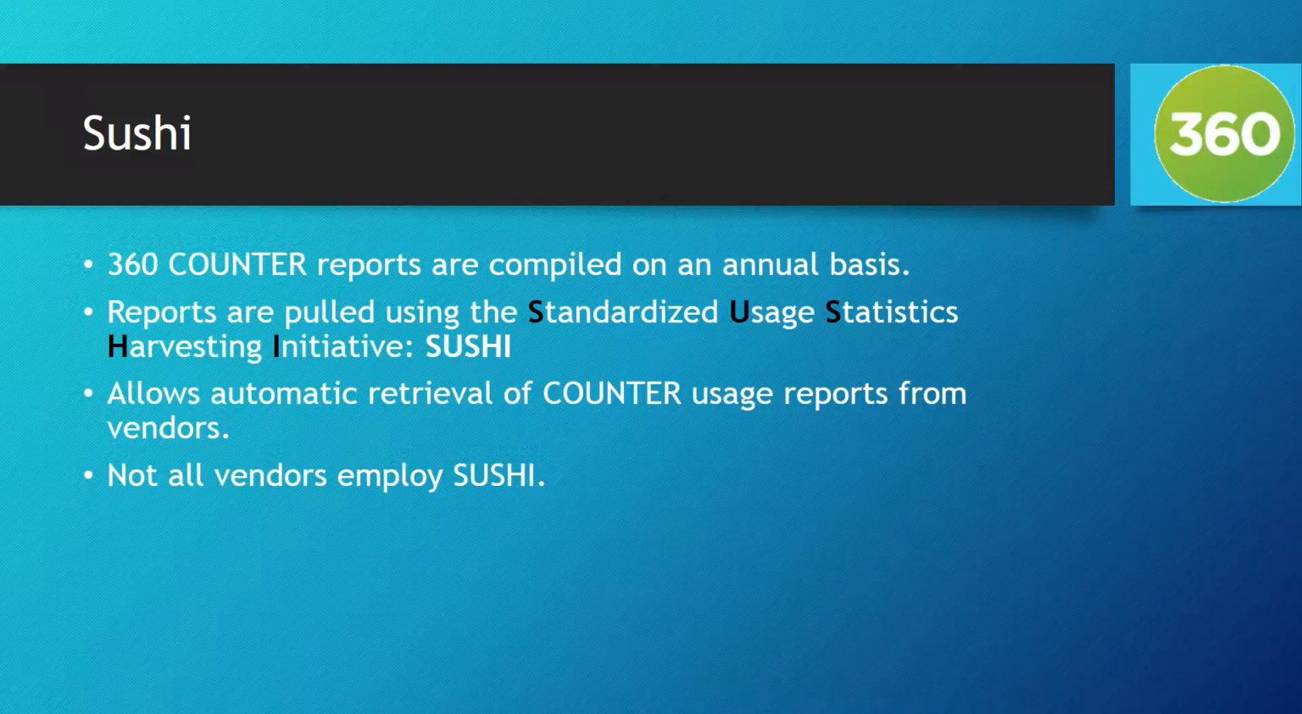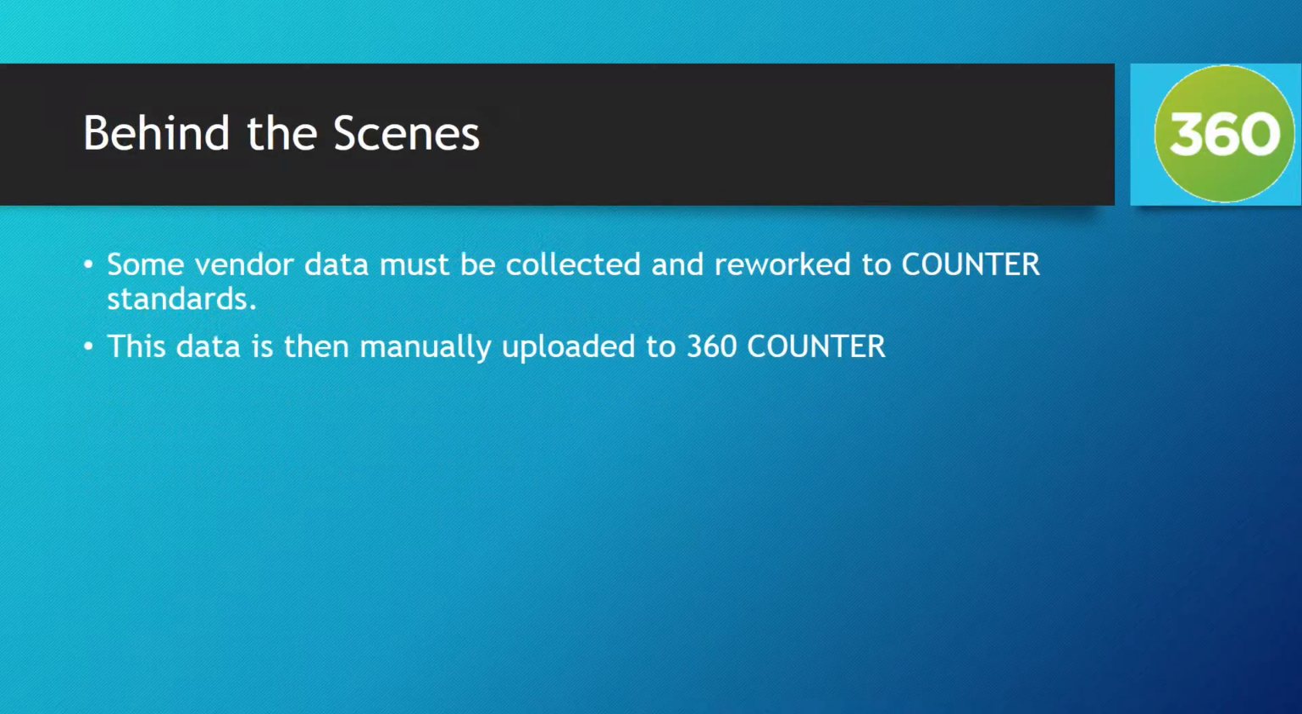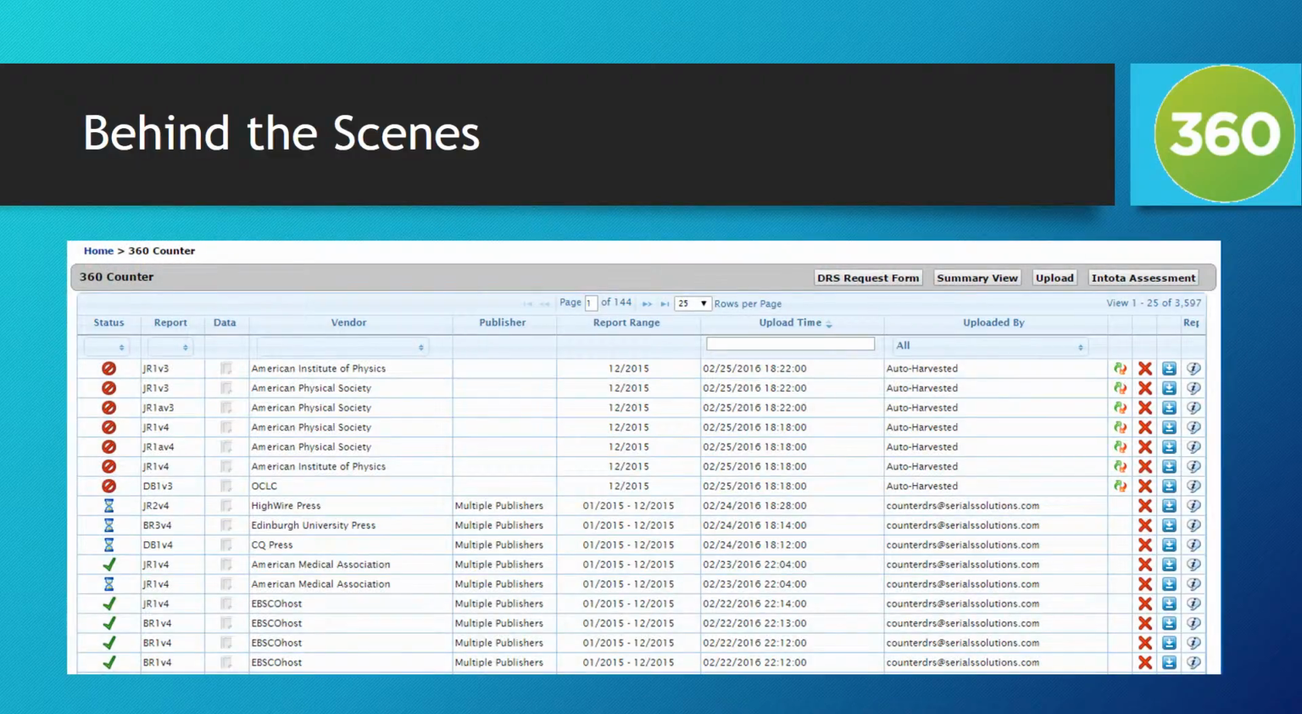Reports are pulled using the Standardized Usage Statistics Harvesting Initiative, also called SUSHI. This allows for automatic retrieval of COUNTER usage reports from vendors. However, it is important to note that not all vendors employ SUSHI. In these cases, it is our responsibility to collect the usage data ourselves and rework it to match COUNTER standards. This data is then manually uploaded to 360 COUNTER. From here, we are now able to access the usage data through Intota Assessment.